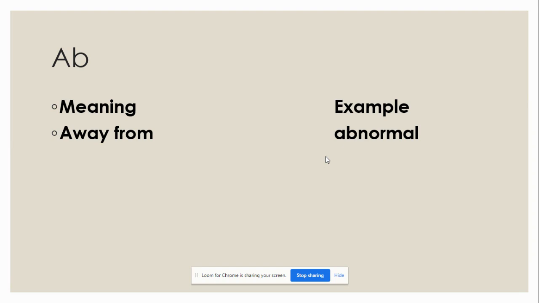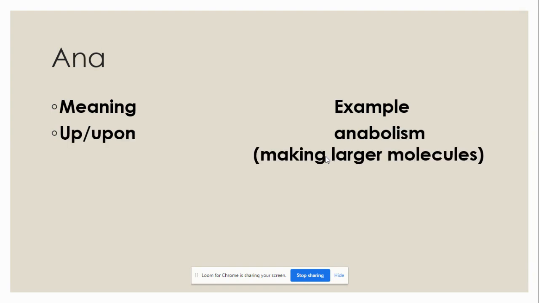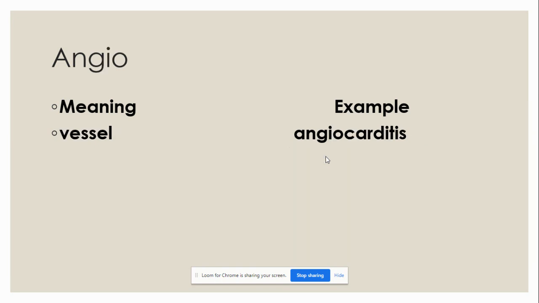The prefix ab means away from. So abnormal would be your example, and that means that it is away from normal. The prefix ad means to go to or toward. So ad here means that you are sticking to something. Prefix ana means up or upon, and an example would be anabolism, which means that you are making up larger molecules. Angio is a vessel. So our example here is angiocarditis, which is a blood vessel in the heart.